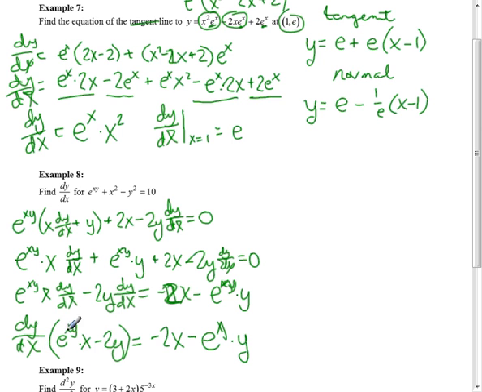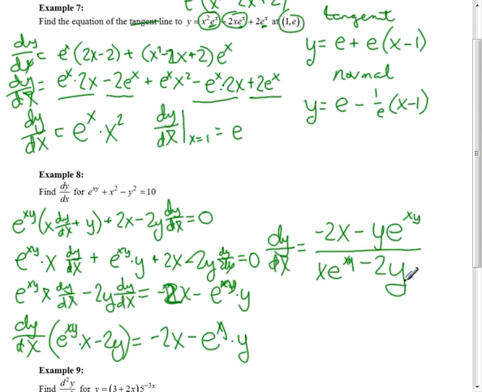Last step is to divide both sides by this function, so I get dy dx equals negative 2x minus, and I'm just going to put the y in the front, y times e to the xy, all over. Same thing down here, I'm going to put the x in the front, x e to the xy, minus 2y. And again, if you moved your dy dx's to the other side and everything else to the left, your signs would all be different, and there's nothing wrong with that.